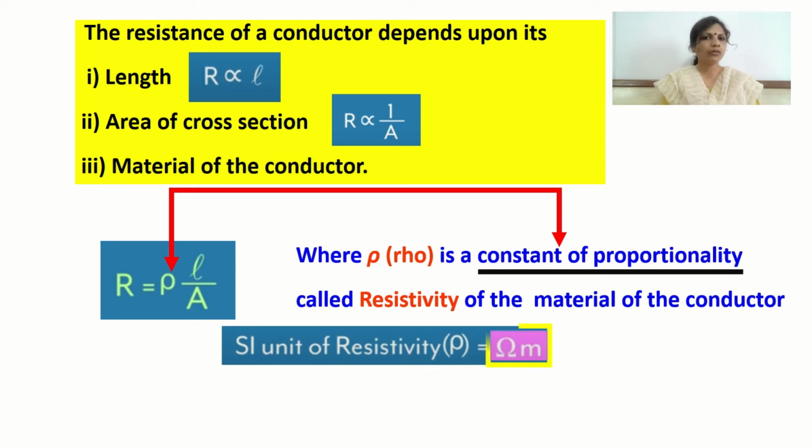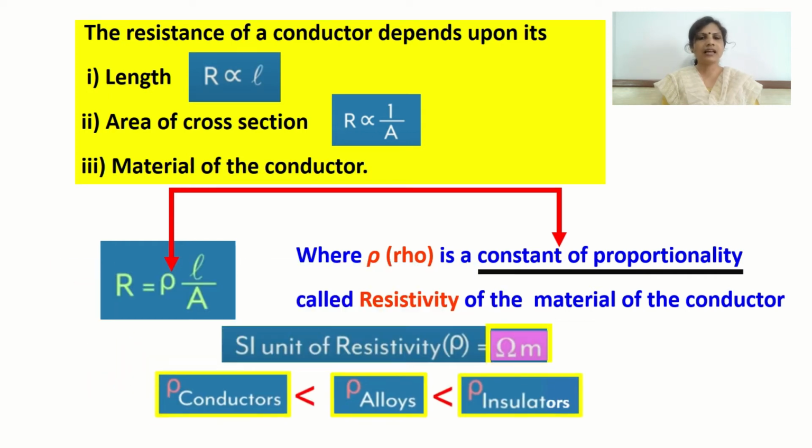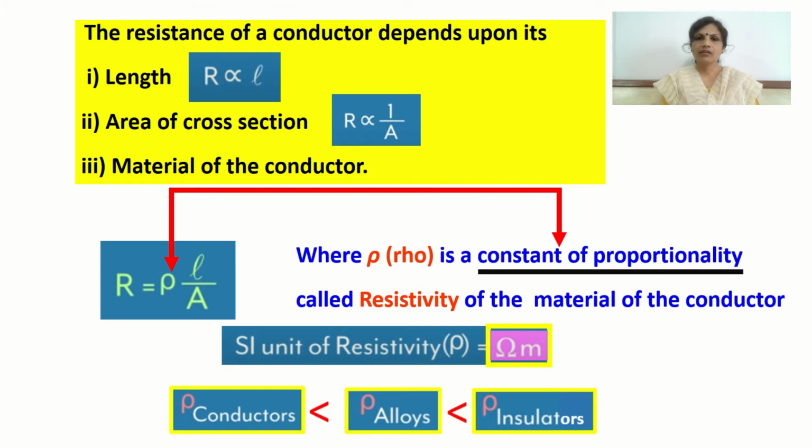Then a very important factor we discussed, that the resistivity of a conductor is less than the resistivity of an alloy, which is also less than the resistivity of the insulator. Meaning that the resistance of the insulator is highest. Alloys also have a certain amount of resistance. For example, yesterday we were discussing the nichrome wire, which is an alloy, and conductors like copper have the least resistance. So the maximum amount of electric current can pass through the conductors.